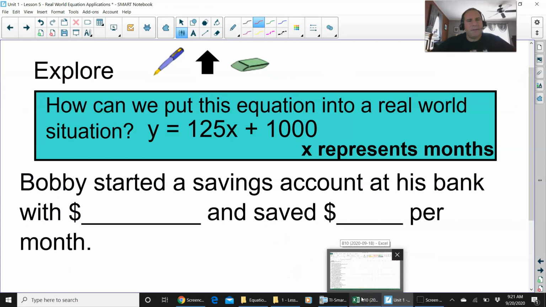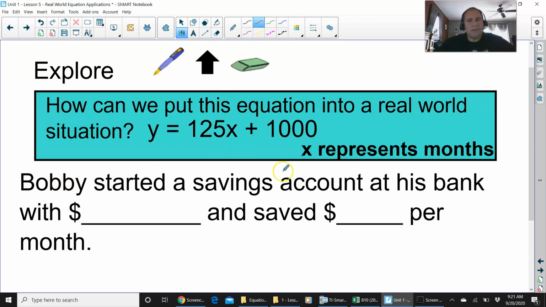So going on to the next page, it's asking: how can we put this equation into a real-world situation? Remember, this is y equals 125 times whatever x is. X represents months. 125 times the amount of months plus 1,000. And this is an equation, right? And it has two variables. The y is the total, and the x represents months.